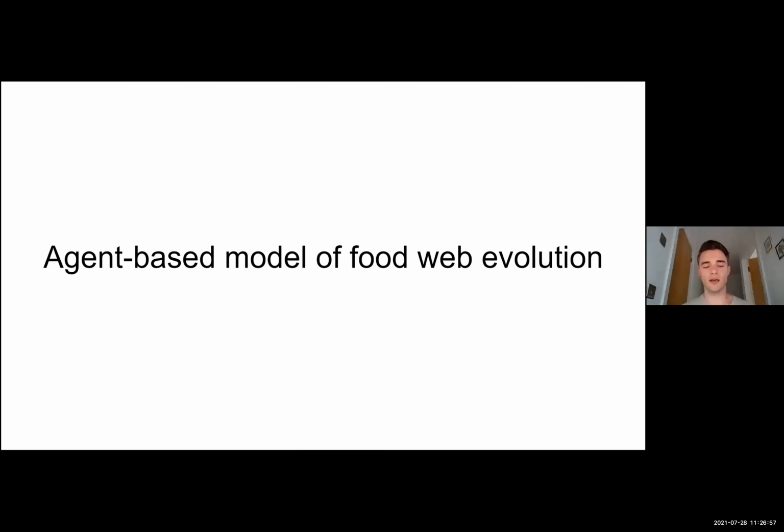So this is some work I did for my undergraduate dissertation. It's about the application of agent-based modeling techniques to the simulation of food web evolution.